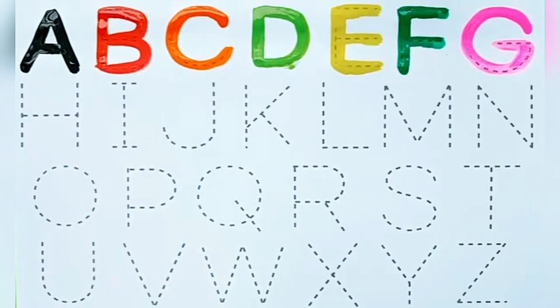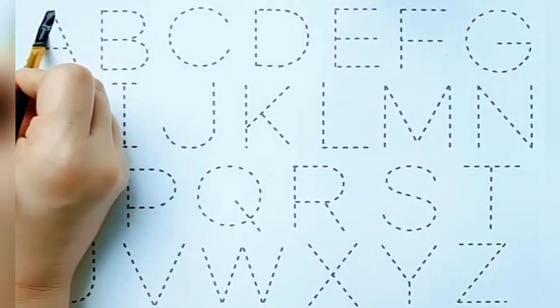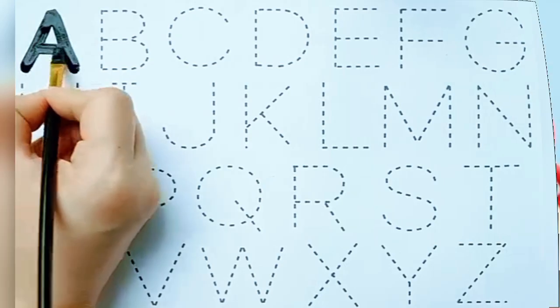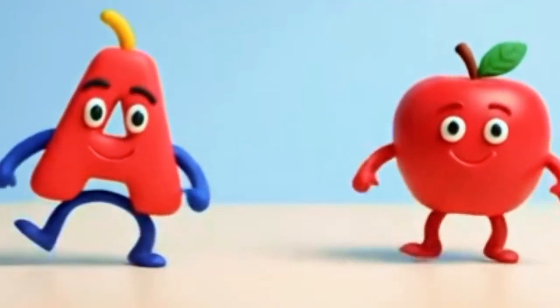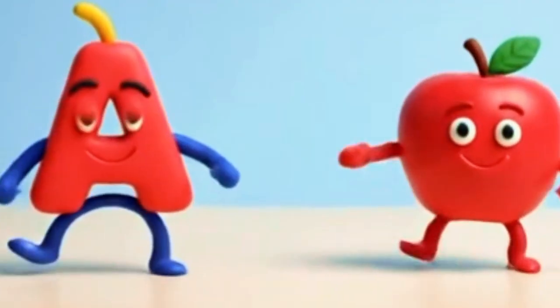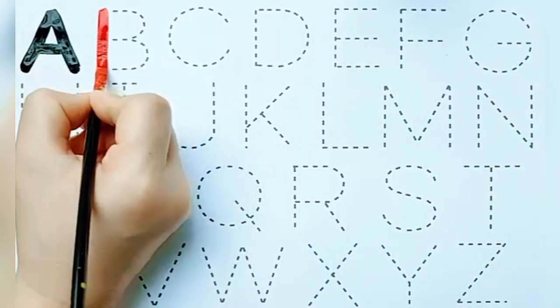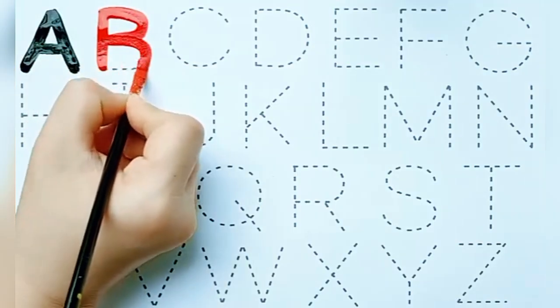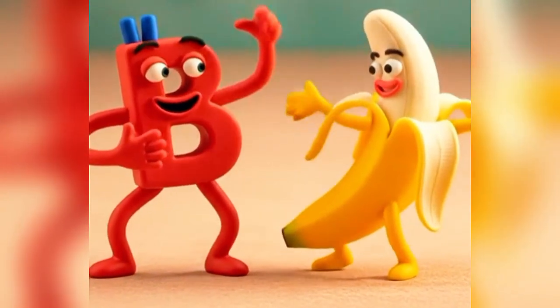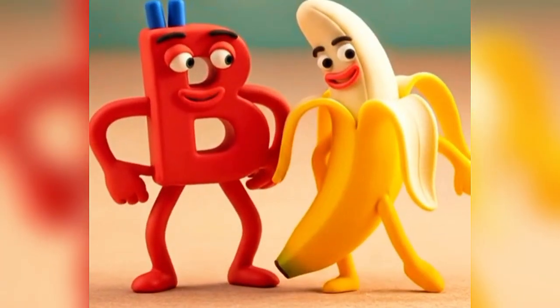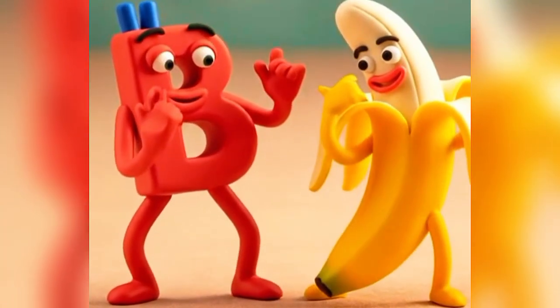Learn English alphabet. A for apple, B for ball. A for apple. Apple. B for banana. Banana. B for banana.